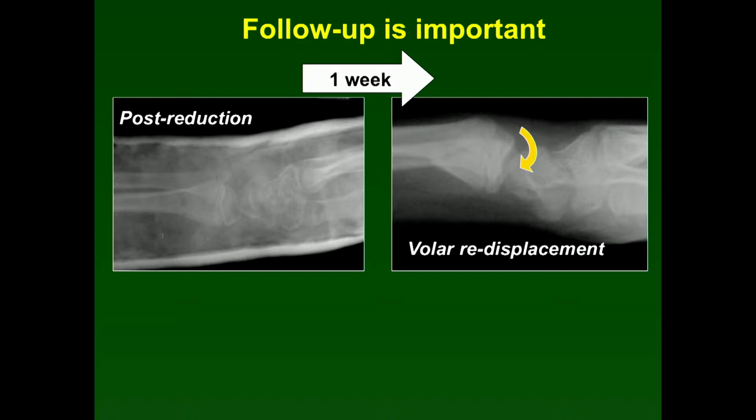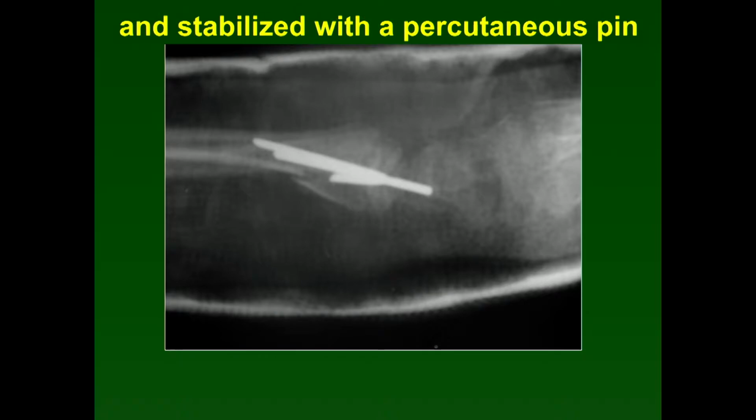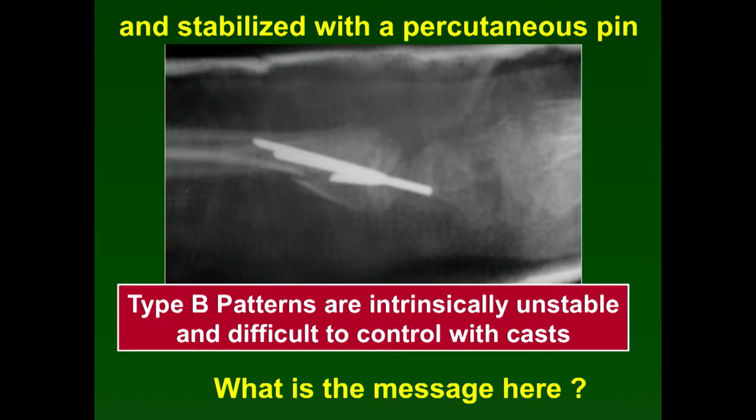And who was it? You said that they were unstable. And so a lot of these, this fracture was remanipulated and stabilized with a percutaneous pin. So the message here is that the type B patterns are intrinsically unstable and difficult to control with the cast. Fortunately, in my experience, there are only about 5, maybe at the most 10%. It's very rare to see the type B fracture.